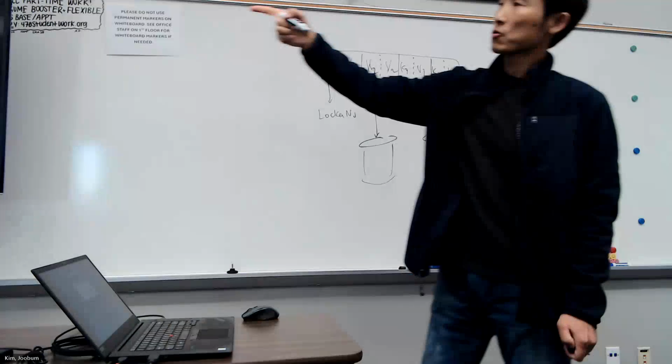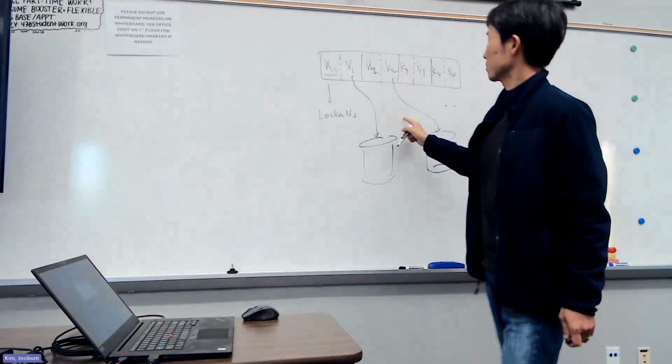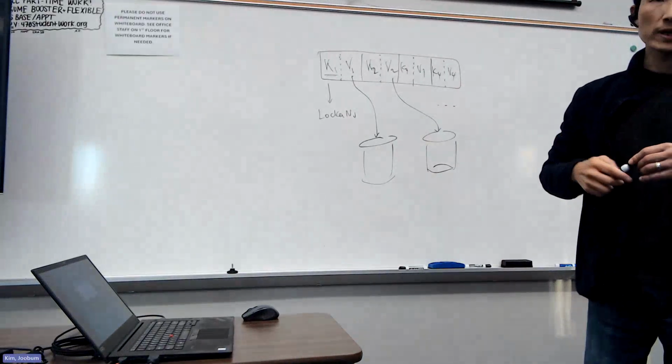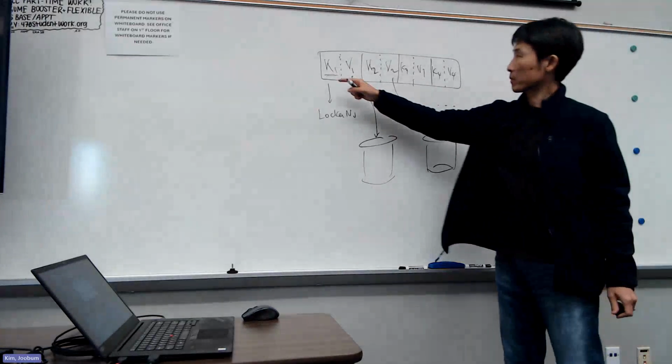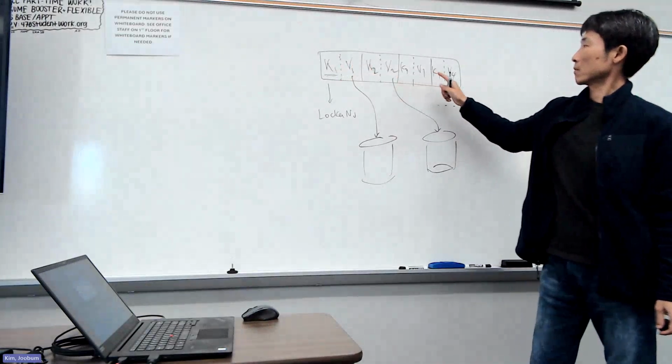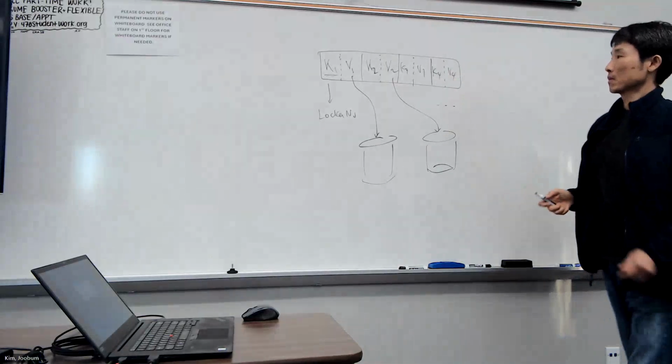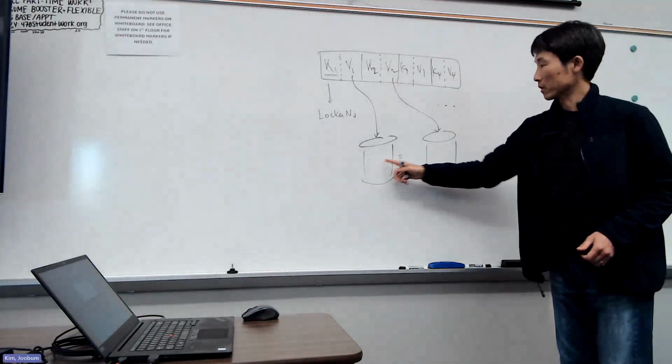So try to draw this kind of B plus tree index table. Okay. So what are K1, K2, K3, K4? Then what's a cylinder?